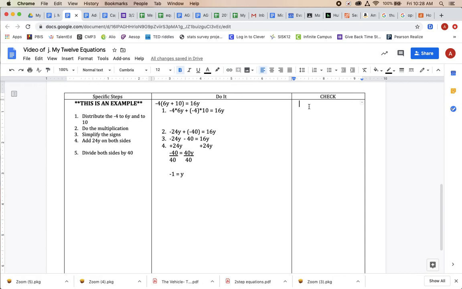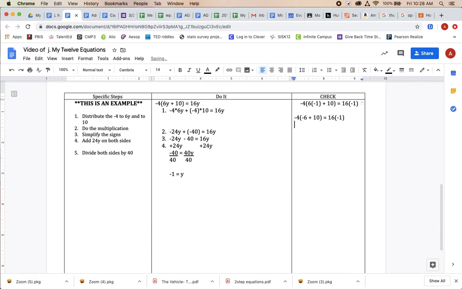To check, you just start with your original equation, and then everywhere you see the variable, you're going to put in your answer, negative 1. So instead of y, negative 1. Instead of y, negative 1. And then I do PEMDAS. So first I'm going to figure out this parenthesis situation, right? So I'm not going to do anything with negative 4. I got to figure out what's inside the parenthesis. So 6 times negative 1 is negative 6 plus 10 equals 16 times negative 1.